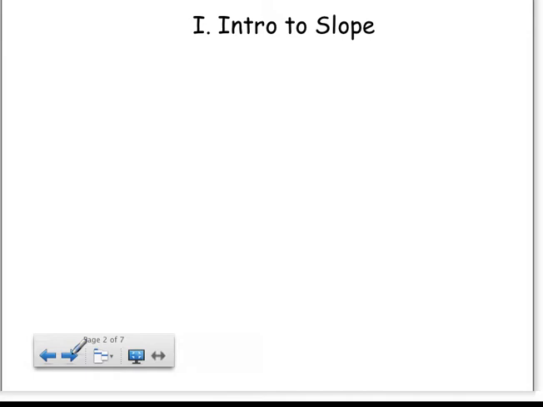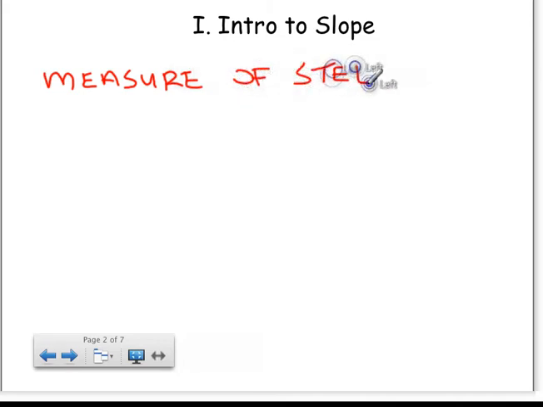First, I just want to refresh our memory about what slope means and what the different types of slopes are. In a nutshell, slope is a measure of steepness. It's telling you how steep a line is. One way you can think about that is how hard it is to bike ride up or down a hill. And so this will get to my next part, which is different types of slopes.